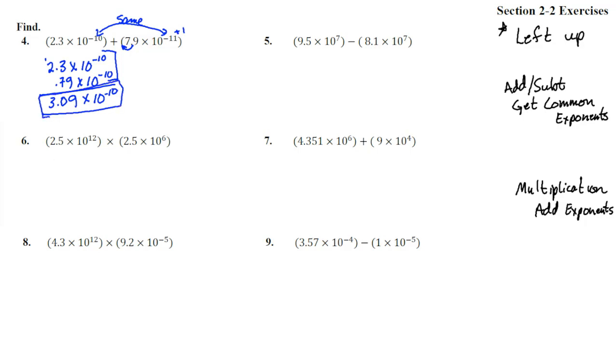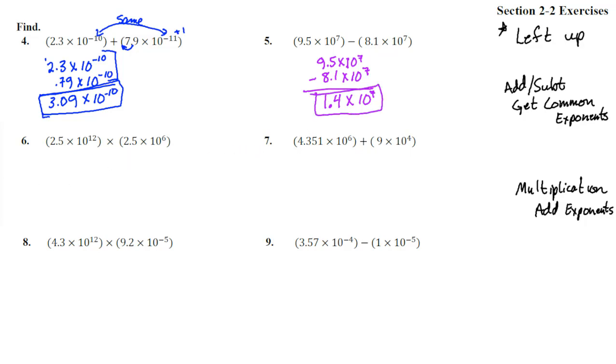Okay, next one. Number 5. This is subtraction, so again, we need common exponents. Oh, look, we have them. So this is 9.5 times 10 to the 7th minus 8.1 times 10 to the 7th. They are already like exponents, so we can just subtract them like normally. 5 minus 1 is 4. 9 minus 8 is 1. This is 1.4 times 10 to the 7th power.